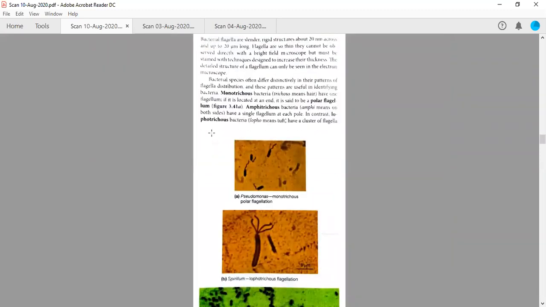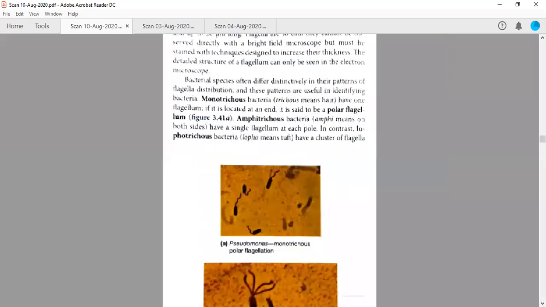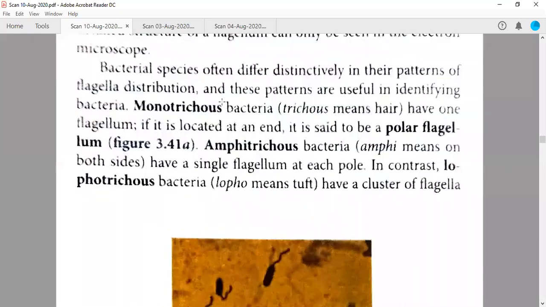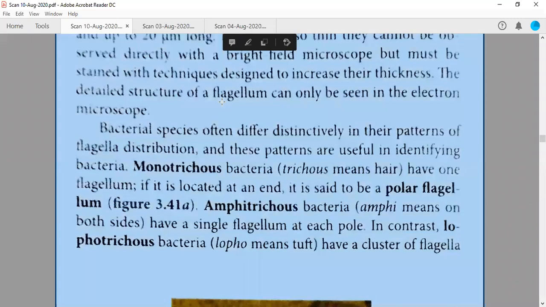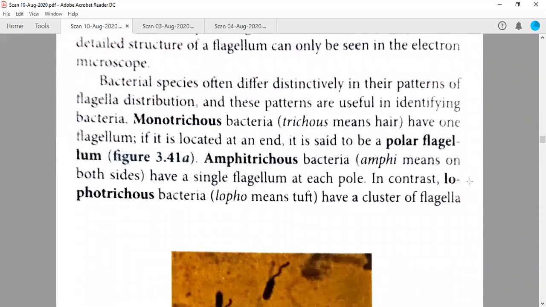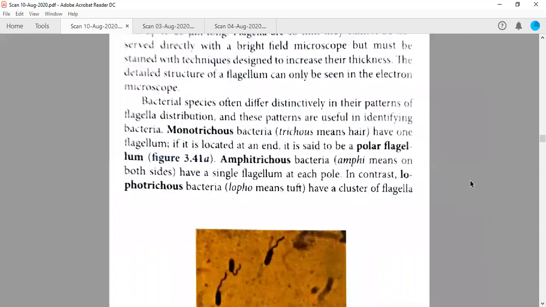Okay, so the second topic of this particular class is the flagellar motor. So first of all, let's start from the structure we have already discussed.